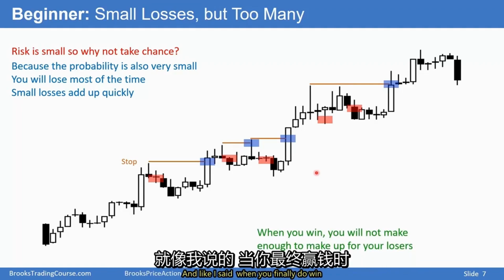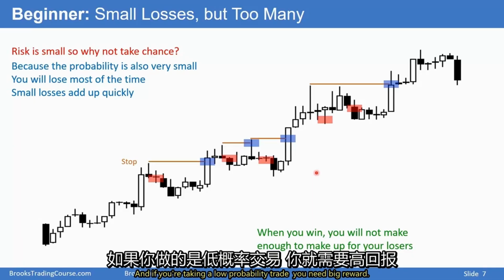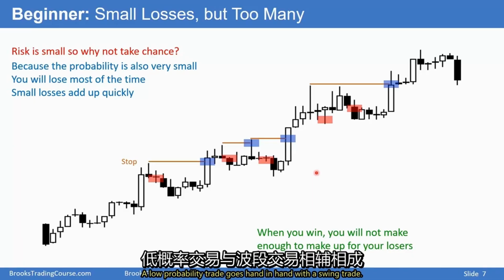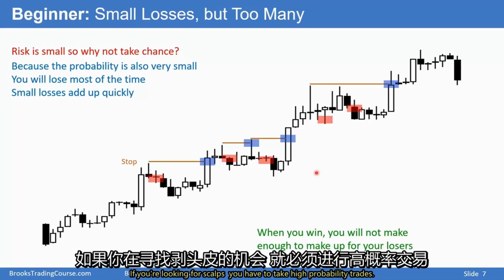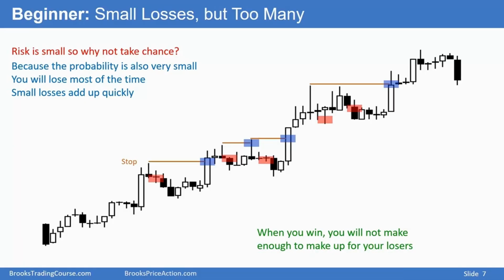And like I said, when you finally do win, you will not make enough to offset all of your losers because you'll probably scalp. And if you're taking a low probability trade, you need big reward. A low probability trade goes hand in hand with a swing trade. If you're looking for scalps, you have to take high probability trades. Shorting in a tight bull channel is not a high probability bet.